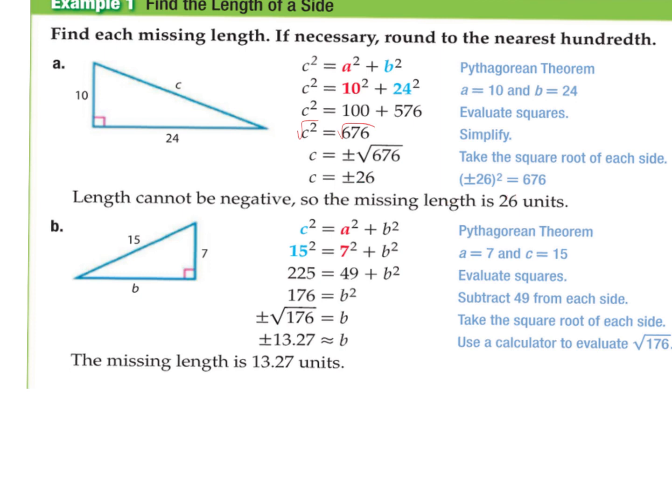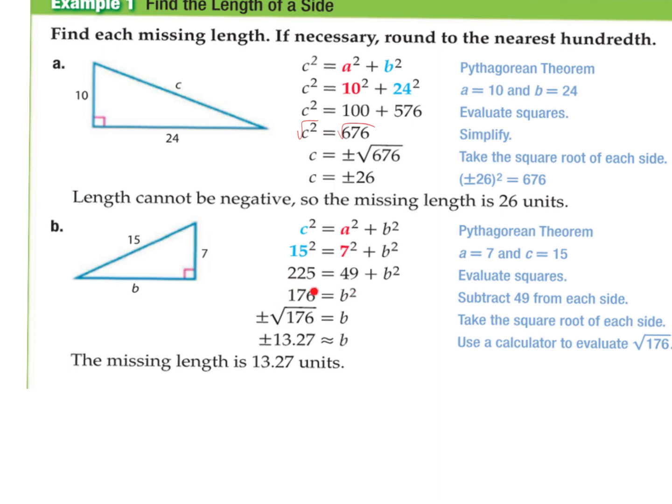And they do the same thing over here. A squared plus B squared equals C squared. A squared is 7, so 7 squared. B squared is exactly B squared. And C squared is 15 squared. So you put that on the left side because they started with the C on the left side. They do the math. 15 squared on the calculator is 225. 7 squared is 49. Subtract 49 with the calculator. 225 take away 49 is 176.